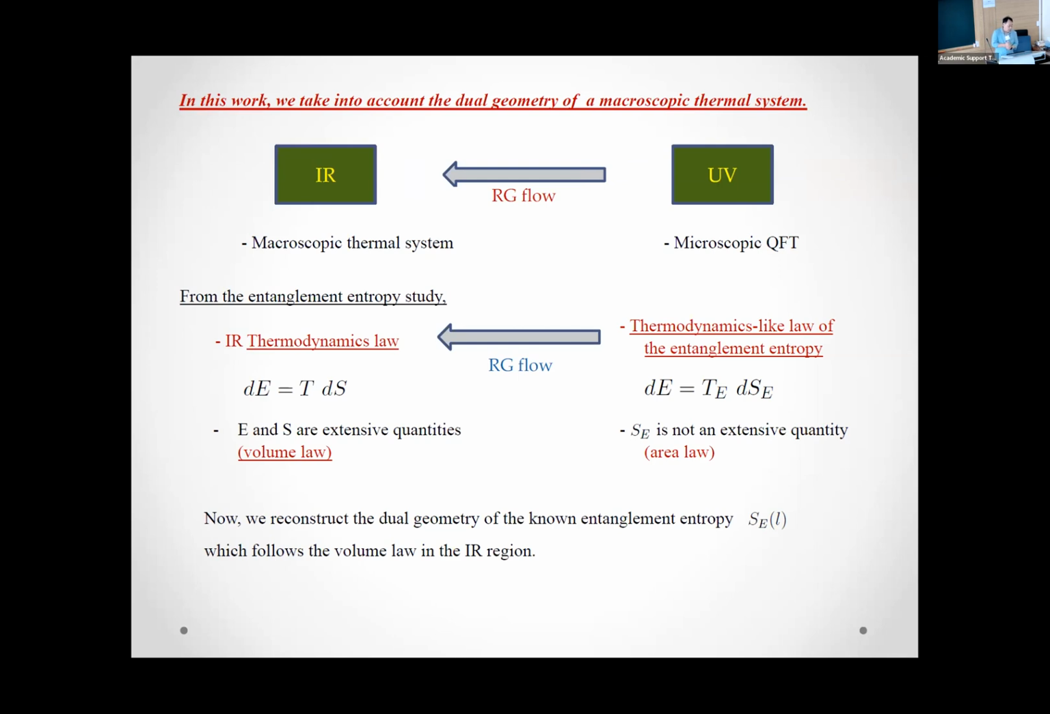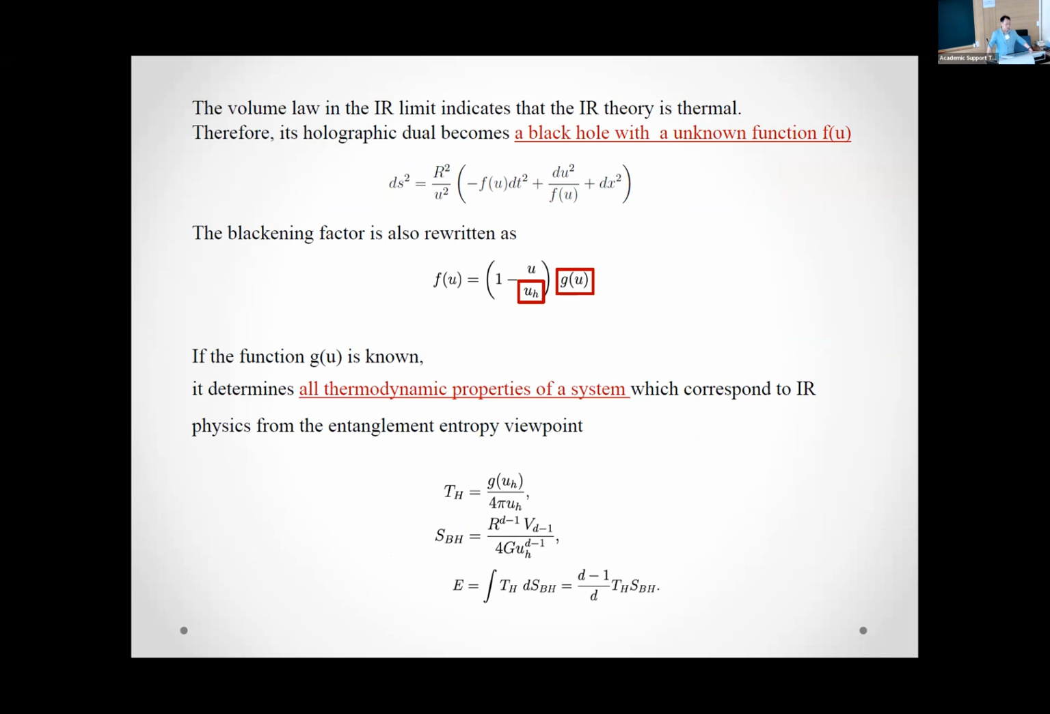However, if we consider the IR limit, then the long-range correlation becomes more dominant than the short-distance correlation, and usually the volume law appears. So entanglement entropy is not an extensive quantity in the UV theory, but in the IR region the thermal entropy, which is the main contribution to the entanglement entropy, is proportional to the volume. So thermal entropy appears as an extensive quantity. Okay, so here we focus on theories which allow a thermodynamic limit in the IR.